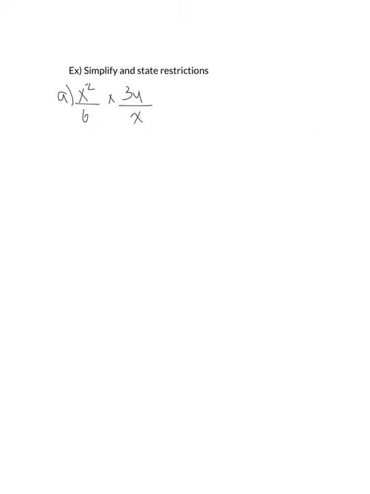All right, so in this example, we are going to be simplifying and stating restrictions. So I'm going to go ahead and just multiply these together. I have x squared times 3y. So that's going to leave me with 3x squared y. And in my denominator, I have a 6 and an x, so 6x. Right away, I can state my restrictions. So I have x cannot be 0. That's the only thing that I have here.